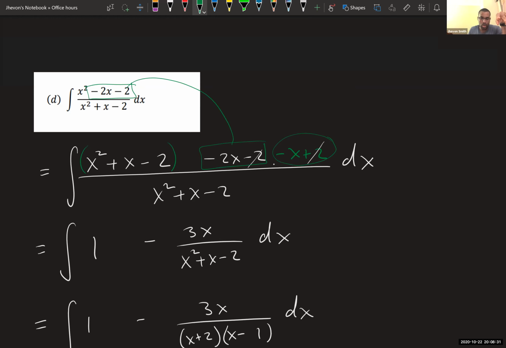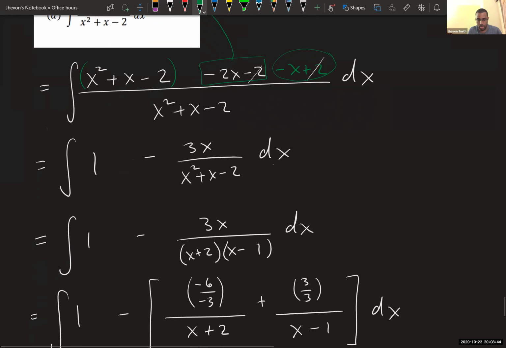So I left the x squared alone. I added the x and subtracted the 2 to make it look like the denominator. And then at the end, I subtracted the x and added the 2. It'll all work itself out at the end. At the end, I get 3x minus 3x, and that was the right thing.